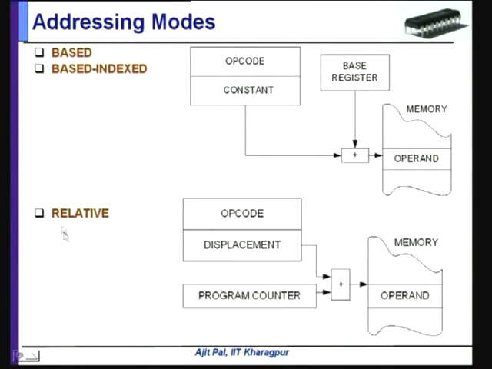Then you can have relative addressing. Relative addressing is where you are essentially providing an address with respect to some register, particularly the program counter. So, an opcode and a displacement are provided as part of the instruction, which is added with the program counter to generate the effective address, which is the address of the operand. Whenever the program counter register is used, we call it PC relative.